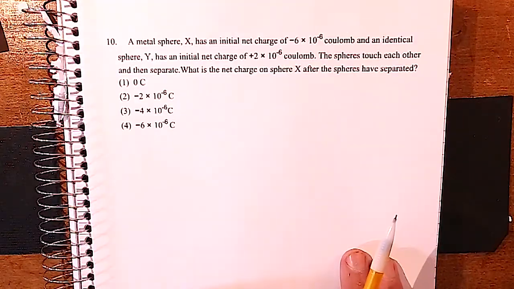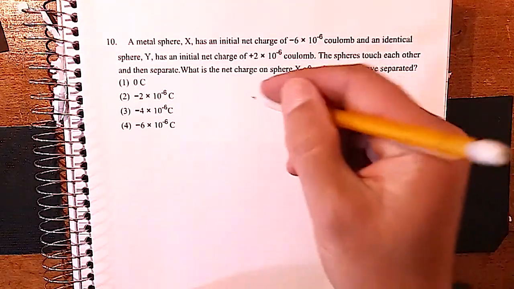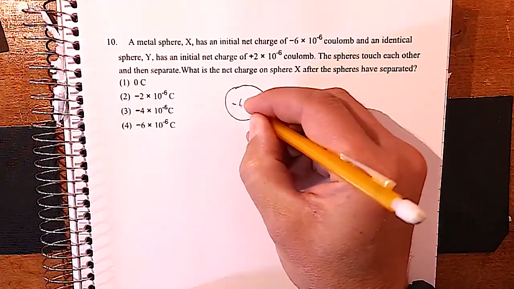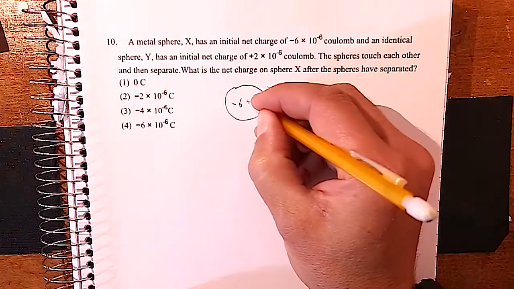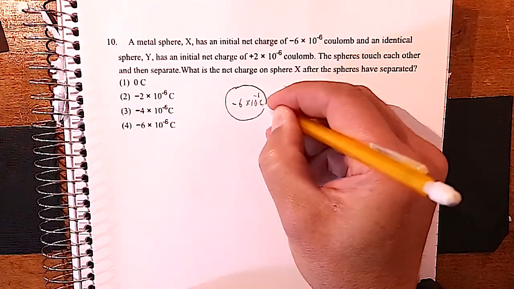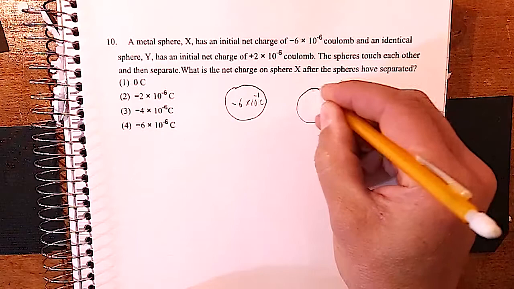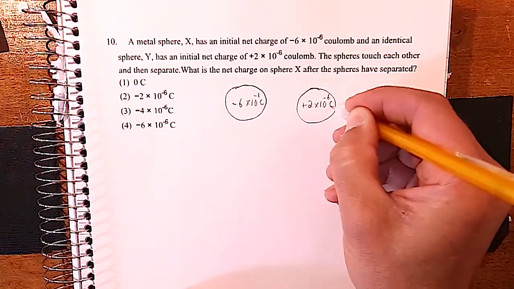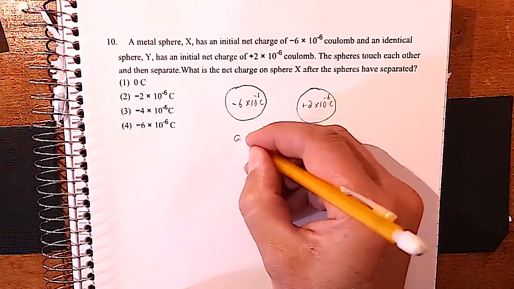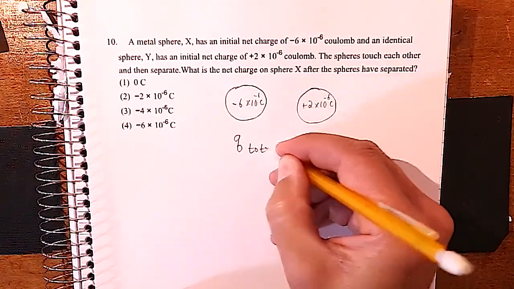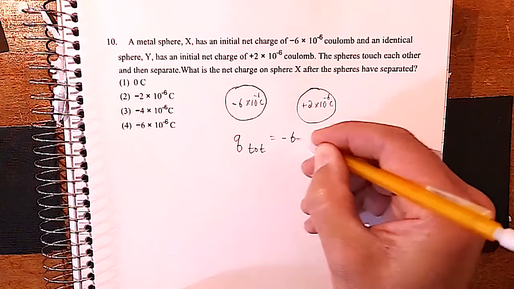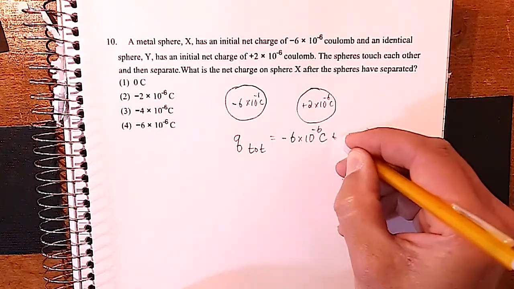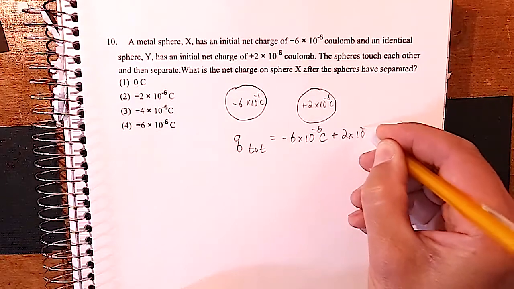This last one involves the idea of conservation of charge. So we have 2 spheres. The first sphere has a charge of -6 times 10 to the minus 6 coulombs, and the other one has a charge of plus 2 times 10 to the minus 6 coulombs. So what's the total charge? What's Q total? Well, that's going to be the negative 6 times 10 to the minus 6 coulombs plus the 2 times 10 to the minus 6.